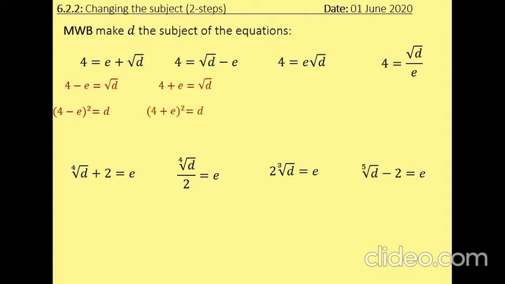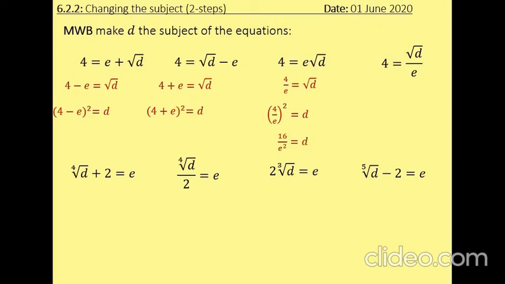Next, we can see that D is being rooted and then multiplied by E. So we work backwards. We're going to sort out or undo this multiply by E. So we're going to divide by E both sides first. Then we square both sides. Now we can write that as 4 divided by E all squared. Or we could write this as 16 over E squared. So there's 2 different ways you can write your final answer there.